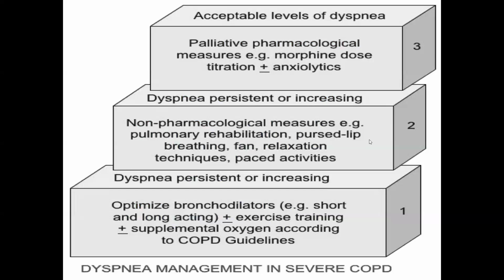Now, dyspnea is managed similarly to the WHO guidelines for pain. We have three steps. First step, try to optimize your bronchodilators, exercise training, and supplemental oxygen according to COPD guidelines. Then step two is non-pharmacological measures such as pulmonary rehab, pursed lip breathing, fan, relaxation, and paced activities. And the third step will be opioids, with or without anxiolytics.